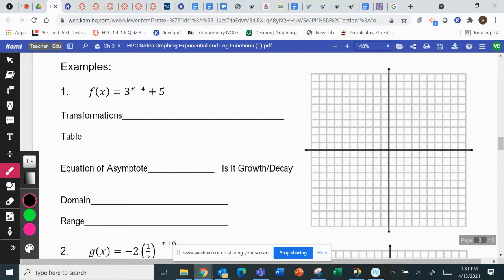Okay. So number 1, the first thing I do is notice that it's exponential. How do you guys know that number 1's exponential and not logarithmic? It doesn't have the word log in it. Exactly. That's how you know.